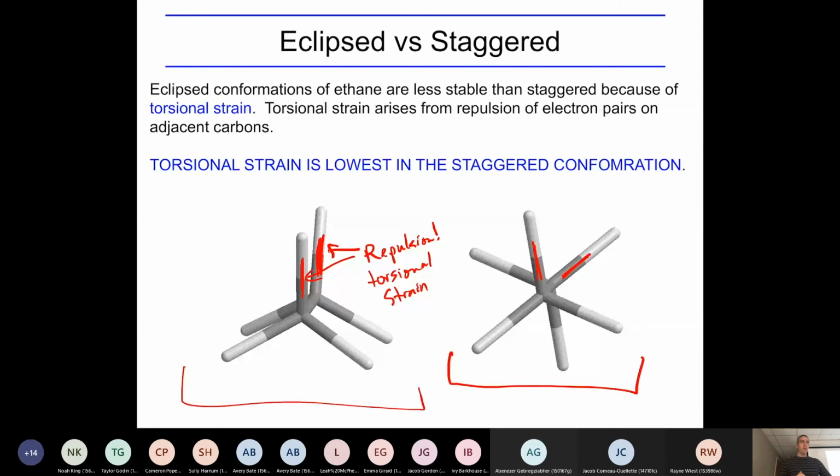There's torsional strain in both of these, but there's less torsional strain in the staggered. So the staggered is the preferred conformation, because that reduces the torsional strain.